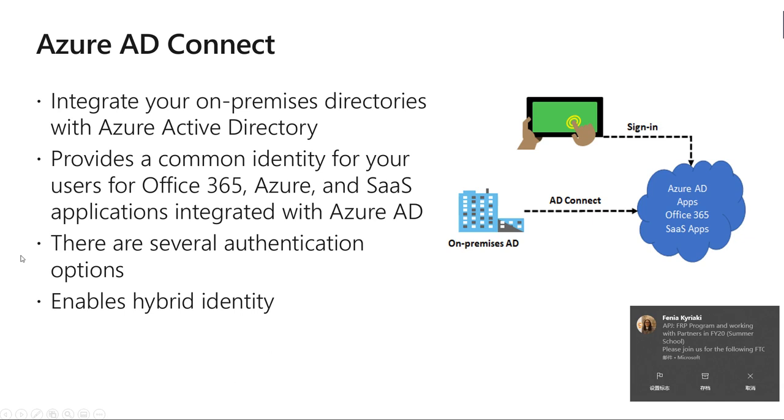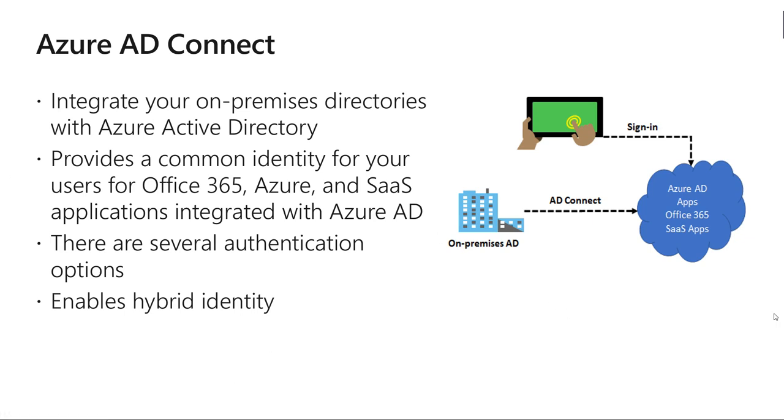Right, so let me close this. My bad. The Azure AD Connect, right? The Azure AD Connect can integrate your on-premises directories with Azure Active Directory. This allows you to provide a common identity for users for certified Azure SaaS apps which integrate with Azure AD.